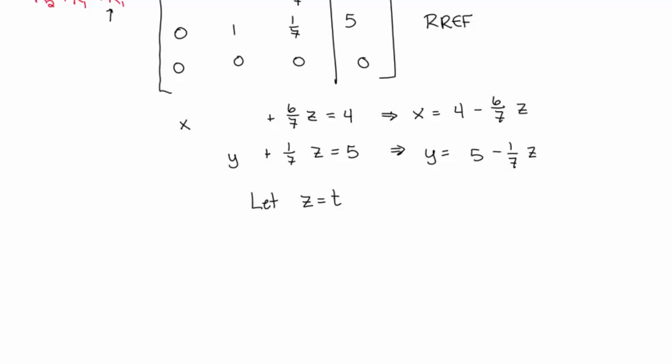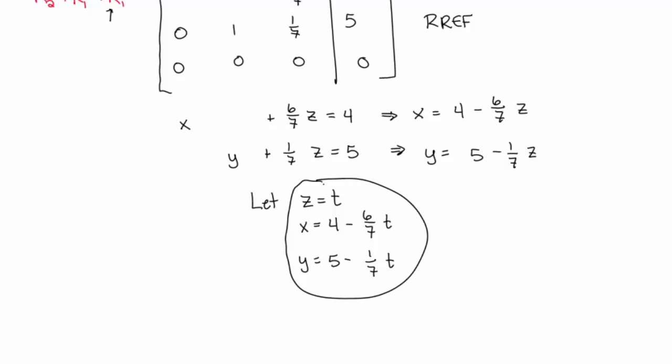If you let z be t, then x is equal to 4 minus 6/7 t, and y is equal to 5 minus 1/7 t, and this is the solution. I can let t be any number I want. If t is 0, then x is 4, y is 5, and z is 0. If t is 1, well, then you could do the math. But there I have my solution to my system of equations.